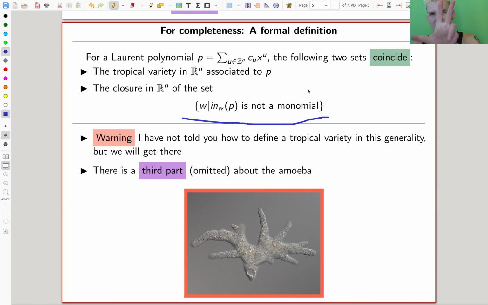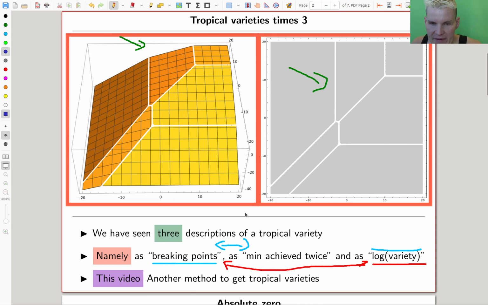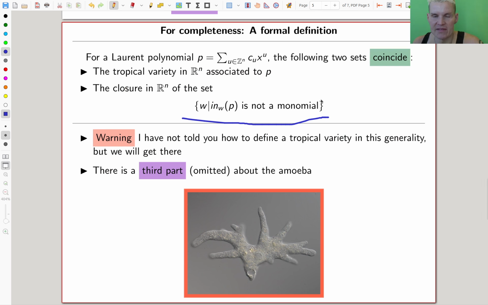So essentially, then there are 3 ways. Let's go back to the first slide. I identify those 2 as the same, and then we have those 2, right? The log type object, or the third one, this temperature 0 limit. And this is usually called Kapranov's theorem, right? They're all the same. Tropical geometry in this sense is either a log of algebraic geometry or a temperature 0 limit of algebraic geometry, whatever you want it to be, right?